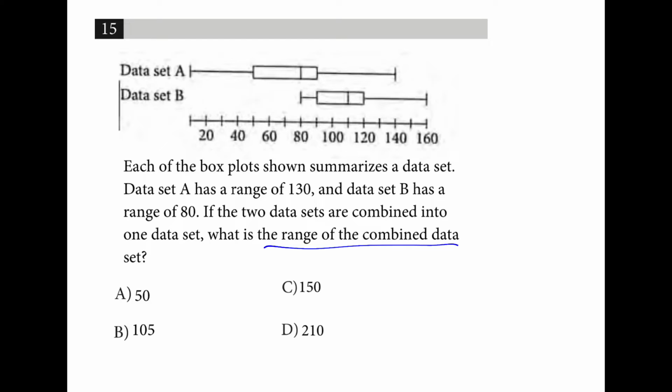What is the range of the combined data set? The minimum over here is 10, and the maximum here is 160. If you take 160 minus 10, you get 150.